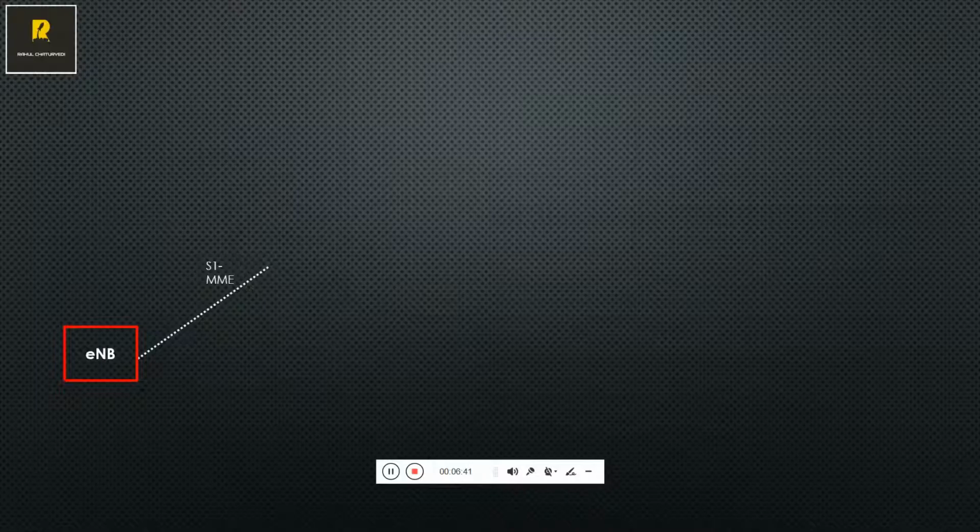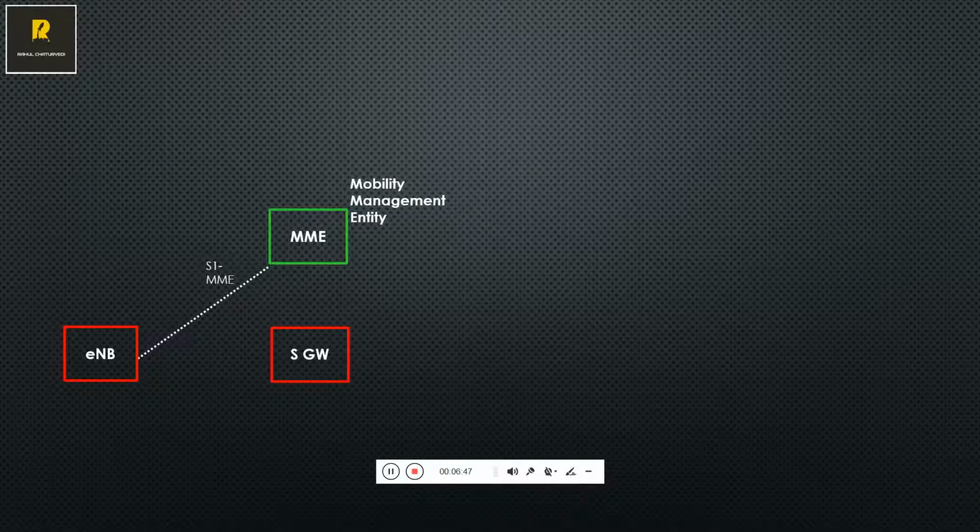Now E node B is connected to MME through S1 MME, as I have highlighted, MME, mobility management entity. So let's have a look at how many units MME is connected to, and after that we will go for the detailing. MME is connected to MME by S10, with HSS by S6A, and with SGW through S11.